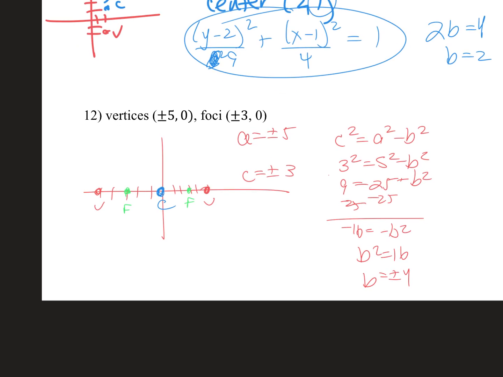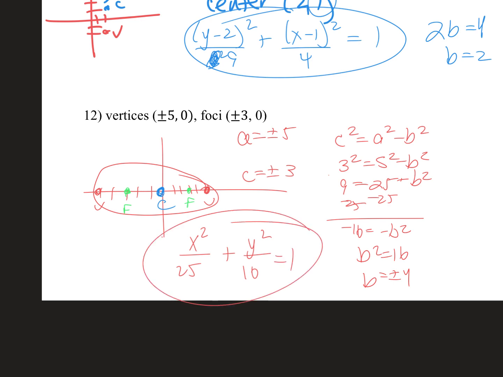So if you're going to write your equation, you know you're at the origin. You know you are right here on your horizontal axis. So you know that your denominator that's going to be bigger is going to be your x. So I have x squared over a squared, 25, plus y squared over b squared, 16, equals 1.